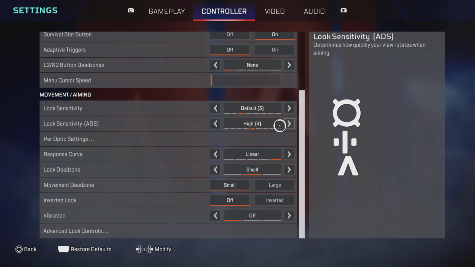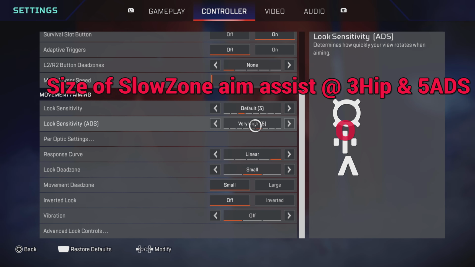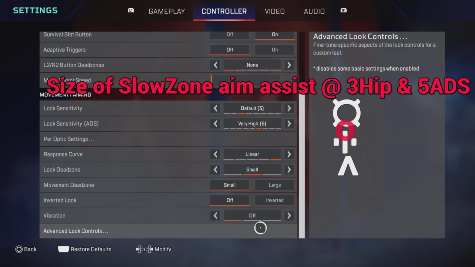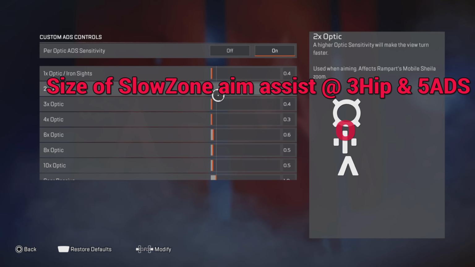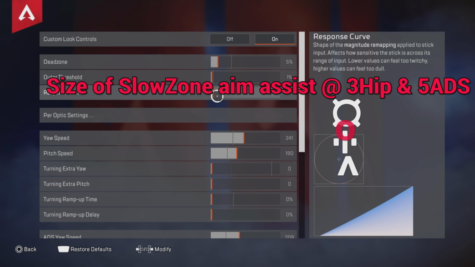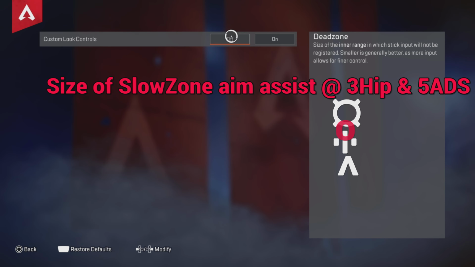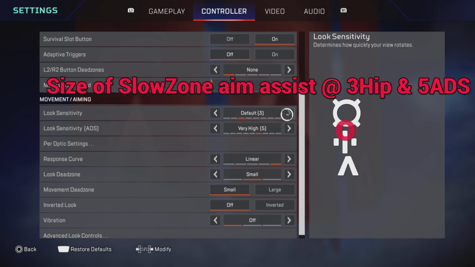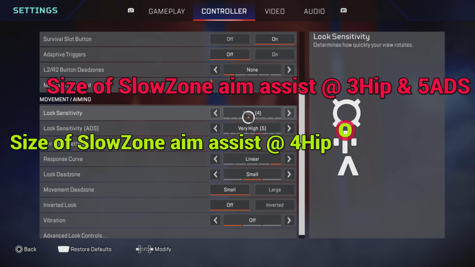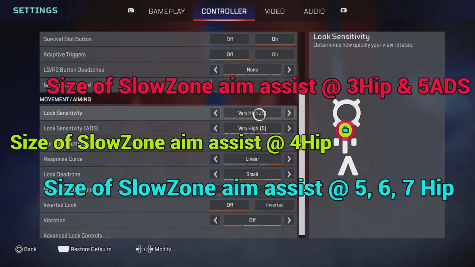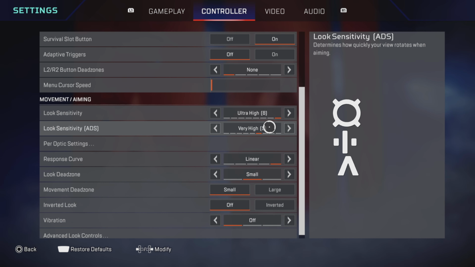3 hip fire is similar to 5 ADS, which is a dot. These are both dots, and they are similar to what happens at roughly either high point 4 or low point 6 on my optics when I'm playing at 1.3. 4 hip fire is a smaller dot, and 5 hip fire is even smaller than that. 5, 6, and 7 hip fire are all the same dot. 8 hip fire has no slow zone.